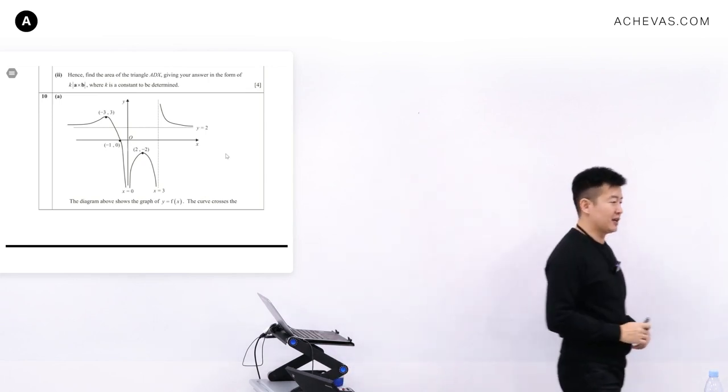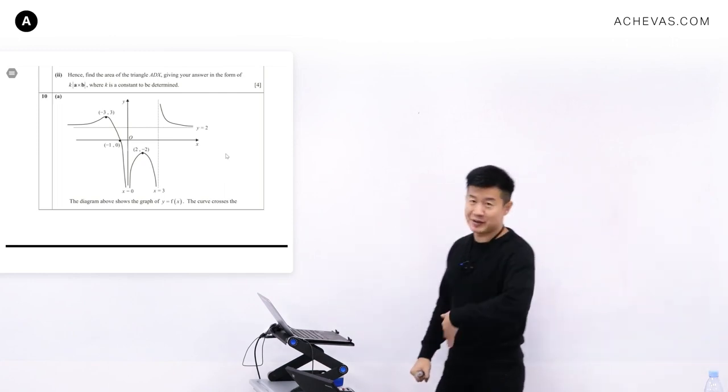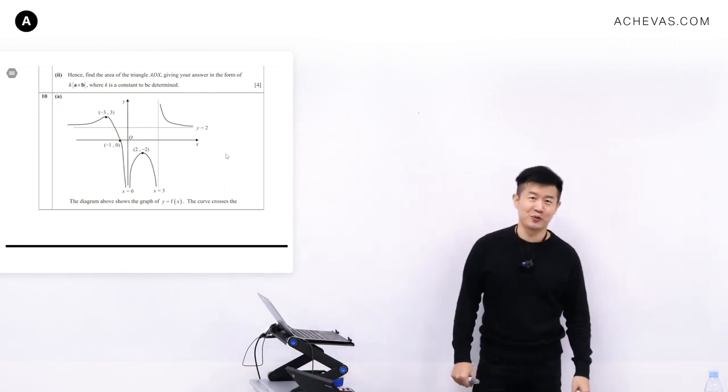Question number 10, part A. It is the last question that we will discuss today. Next week, we will skip this paper, so you can just go and burn this paper if you want.